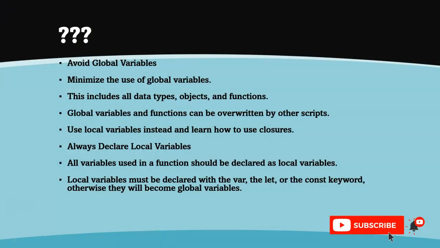What are the best practices? Avoid global variables. Avoid declaring global variables. Minimize the use of global variables. This includes all data types, objects and functions. Global variables and functions can be overwritten by other scripts. Use local variables instead and learn how to use closure.